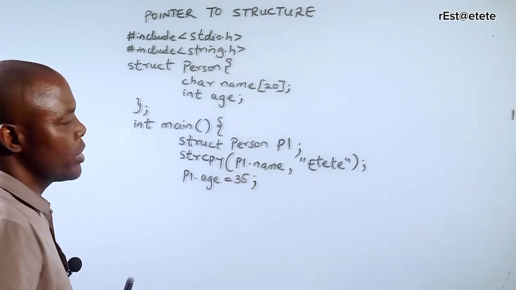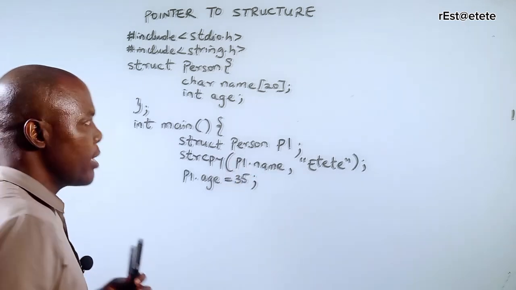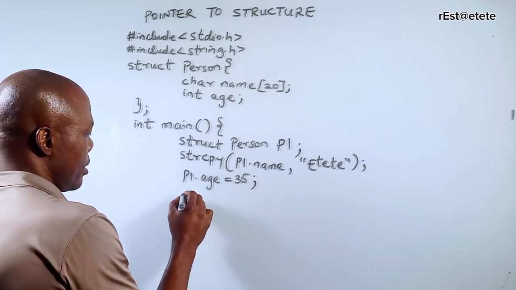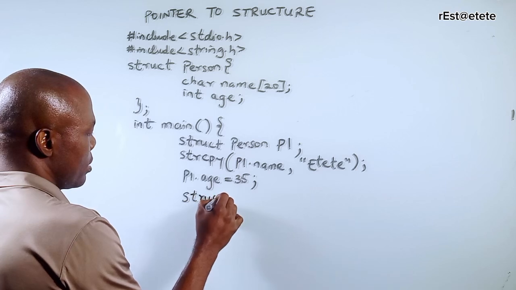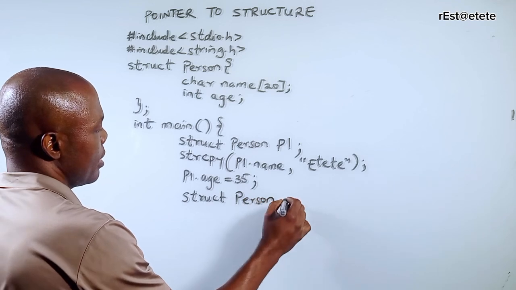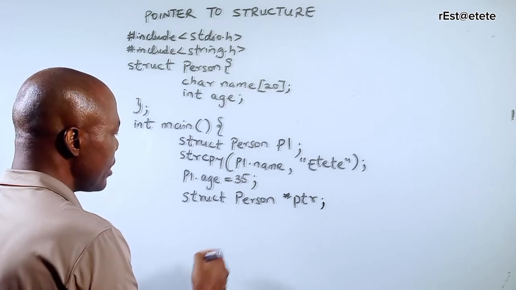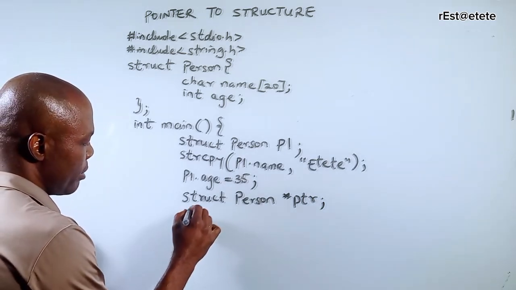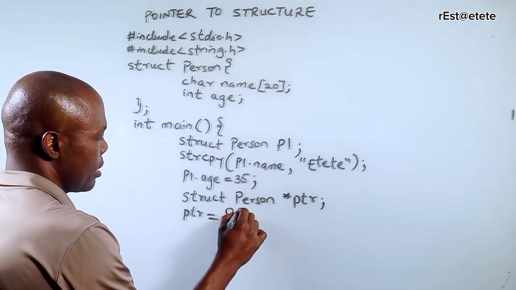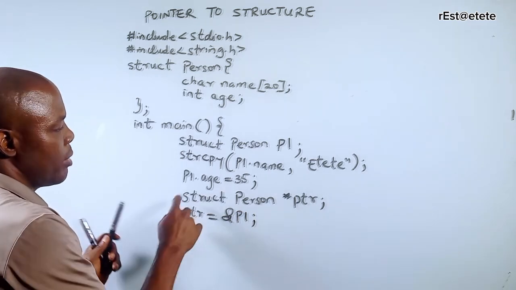Now I am going to create a pointer that will point to this p1, and then I will use that pointer to access these members. So I will say struct person, asterisk ptr. So this is my pointer, ptr. Then I will assign the address of p1 to it. So &p1, right? So this is me creating a pointer.